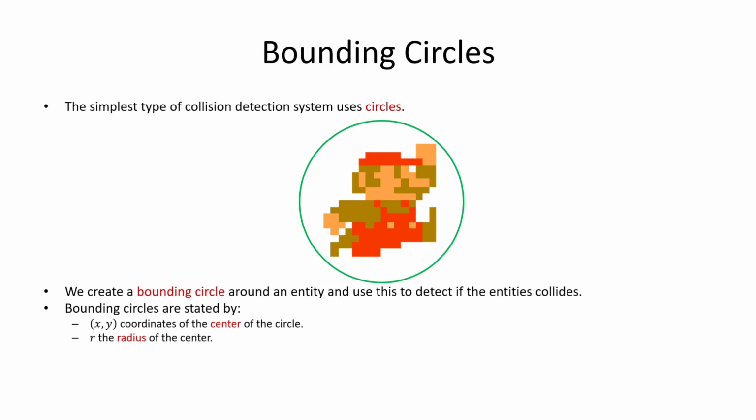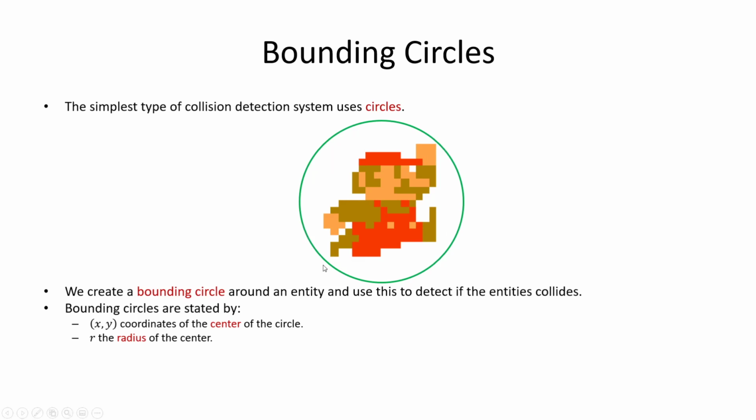So instead, what we'll do is we'll draw some kind of shape around our entity, and that shape we'll call a bounding shape. It's a bounding shape, so it should encapsulate the whole entity, but I'll mention in a minute why we might not encapsulate the whole entity as well. So in this case, I've drawn a circle, which we could call a bounding circle, around Mario.